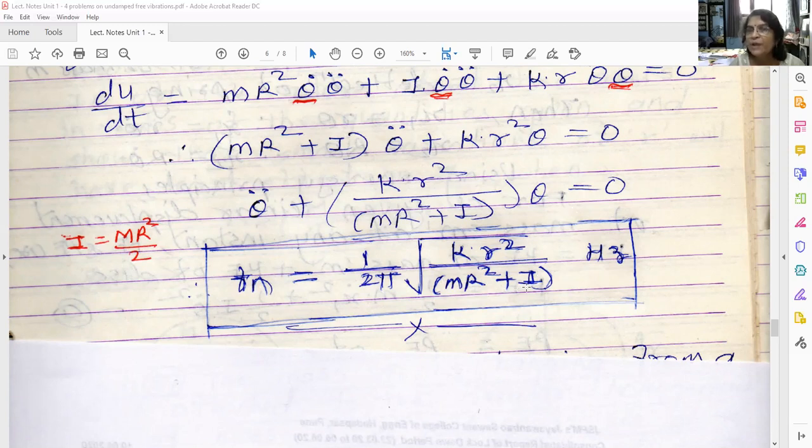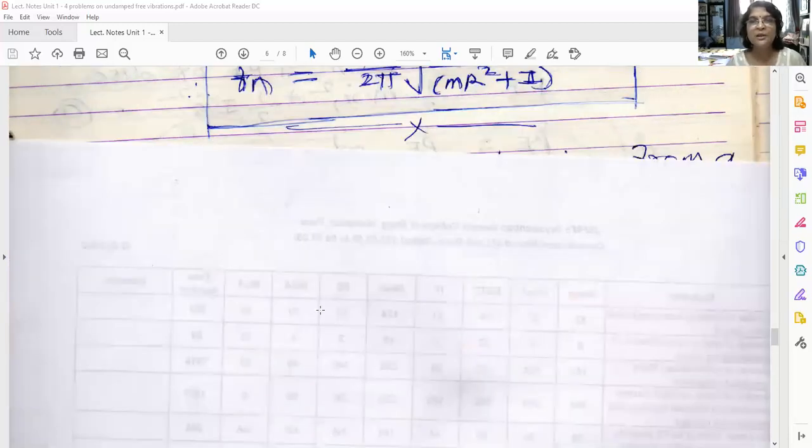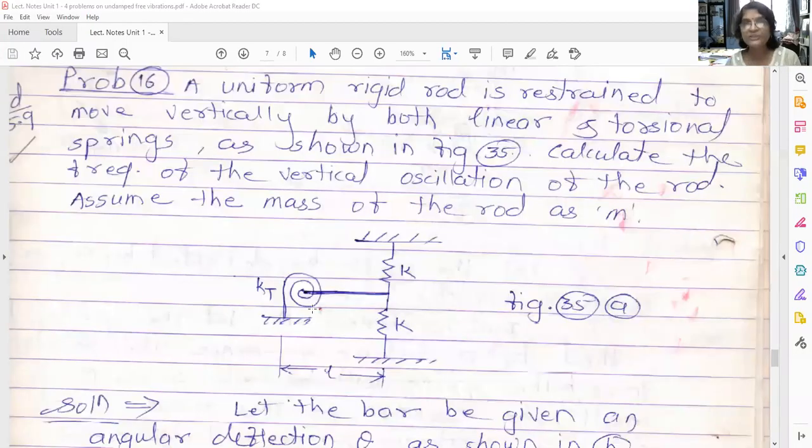Now you can put the value of I here. See, I have written what I is: the mass moment of inertia of the pulley. It is given by capital M r square by 2. So when you put the value here, what you are getting? 1 upon 2 pi square root of K r square upon (small m capital R square plus capital M capital R square by 2). So this is the answer. Understood? Now let us go to the last problem of this session.